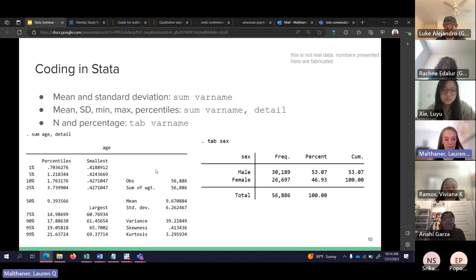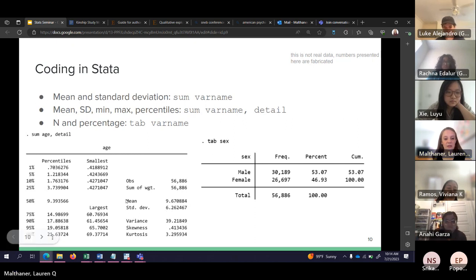And for descriptive statistics in Stata, on the left side of this table it says continuous variables, and on the right side, it's categorical variables. In order to get the mean and standard deviation of a variable in Stata, you use the sum command. It's short for summarize, and then you put the variable name that you want. I'm not sure if you can see my mouse, but if you just did sum age without this comma detail, you would get the mean and standard deviation.